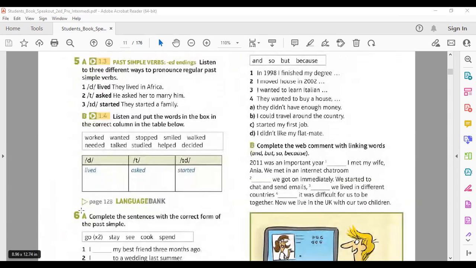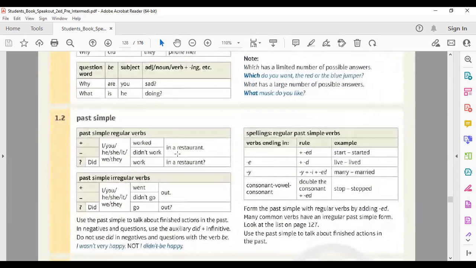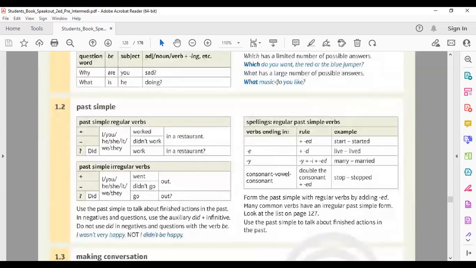Now let's go to the language bank. Let's go to page 128. Okay, now here we have the rules. Let's discuss them and then I will give you time to answer the questions. We will have exercises as well.